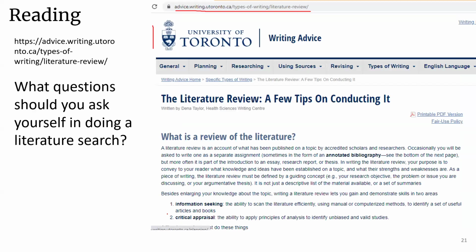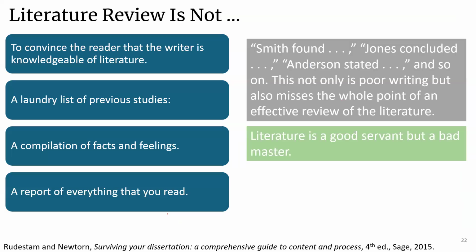If you want more details, maybe you can refer to this University of Toronto website and understand what a literature review is. So what a literature review is not: it is not to convince the readers that the writer, that means you, is knowledgeable about literature. It is not a laundry list of previous studies: Smith found, Jones concluded, Anderson states, and so on. This is not only poor writing, but also misses the whole point of an effective literature review.